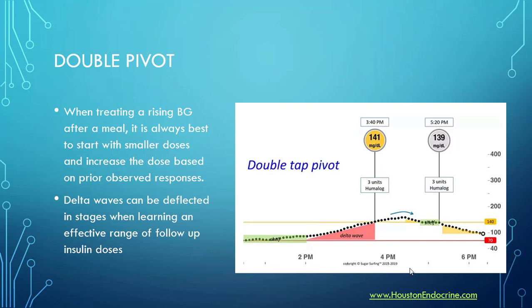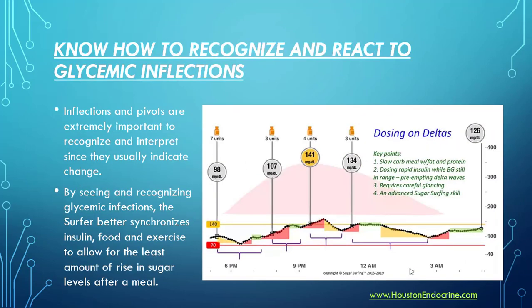So you can deflect your delta waves in stages. As you're watching the sugar rise, you can give yourself, in this example, 3 units of Humalog and see if it works. Give yourself some time. You see that you've reached a shelf, but you're still not in the target range of this example, even after about 30 to 40 minutes. And this patient gives themselves another 3 units of Humalog an hour or two later to bring themselves down into the target range that they've defined for themselves. So this example would be a double tap pivot.